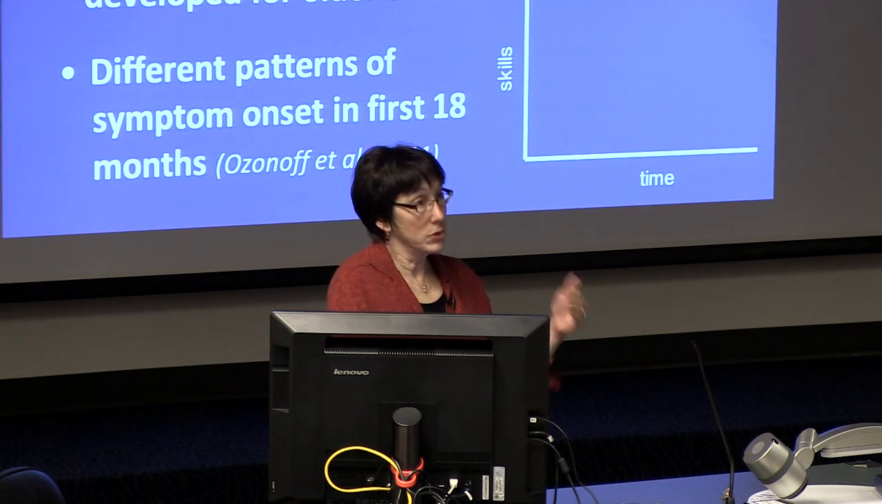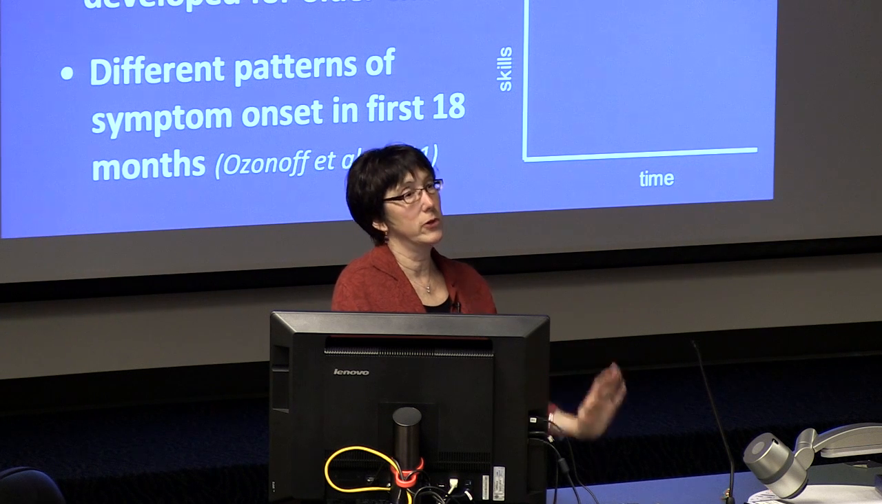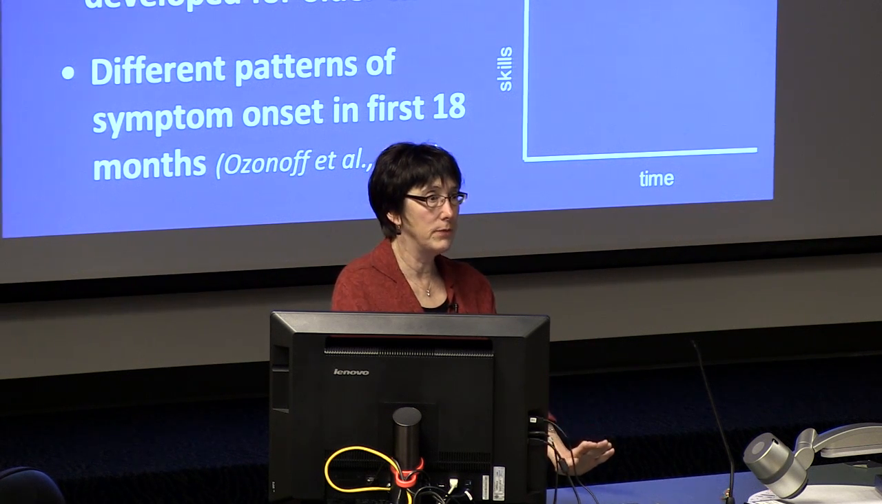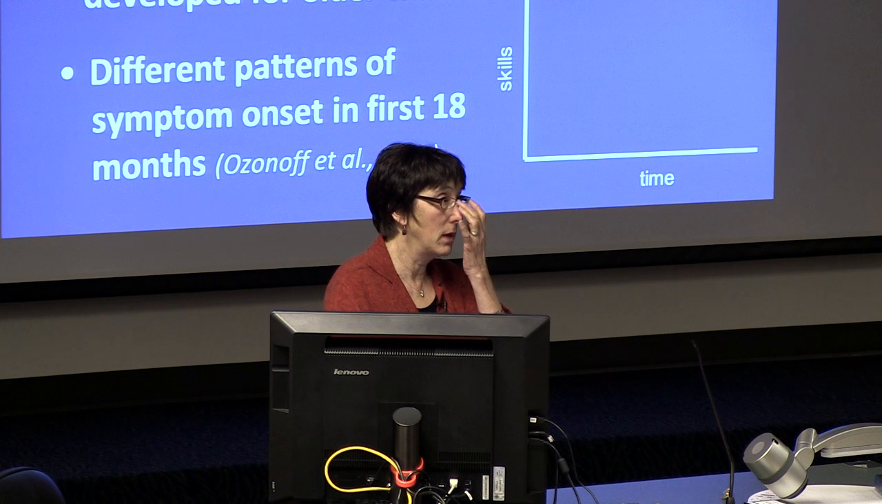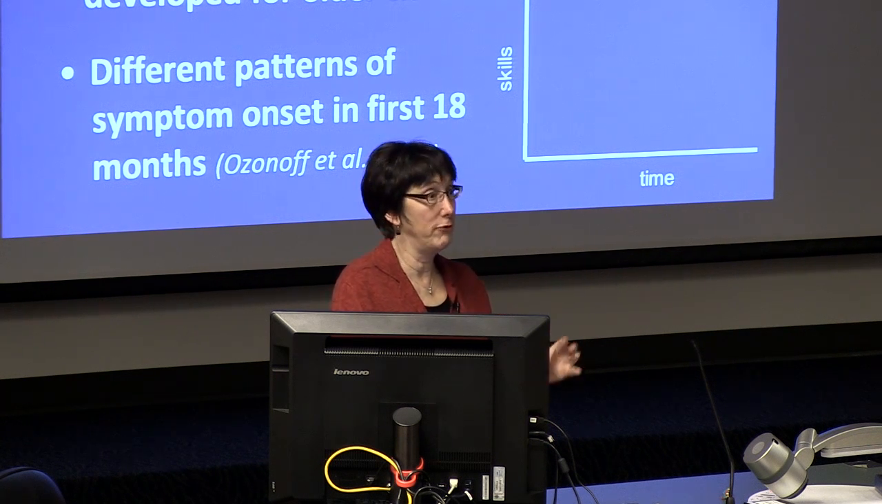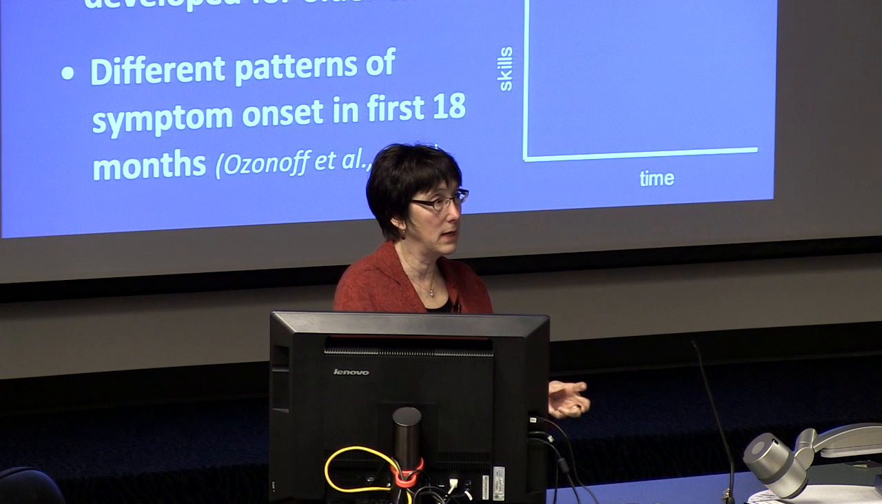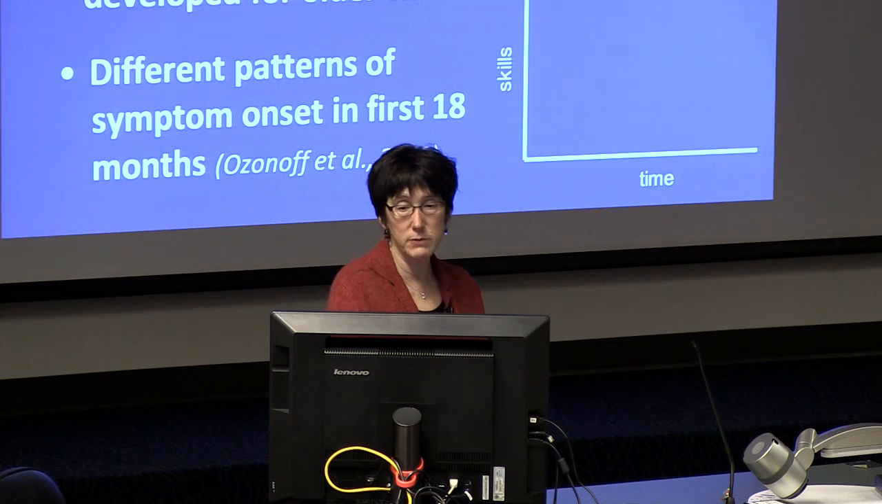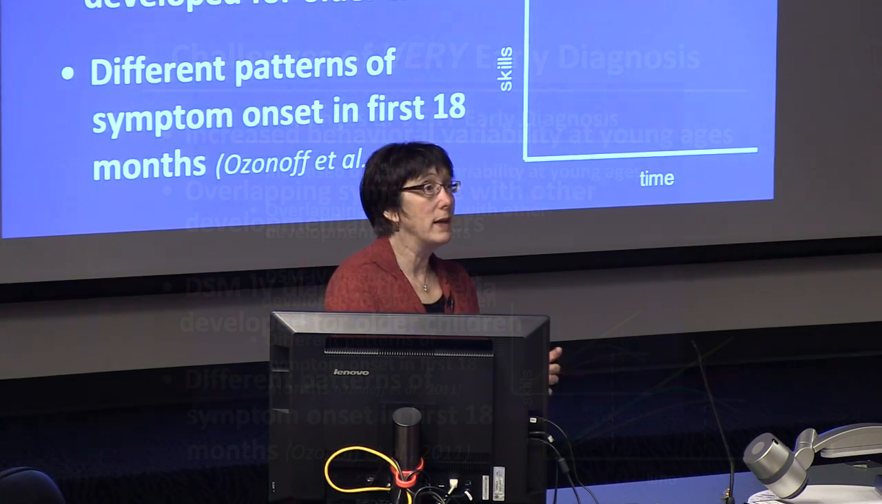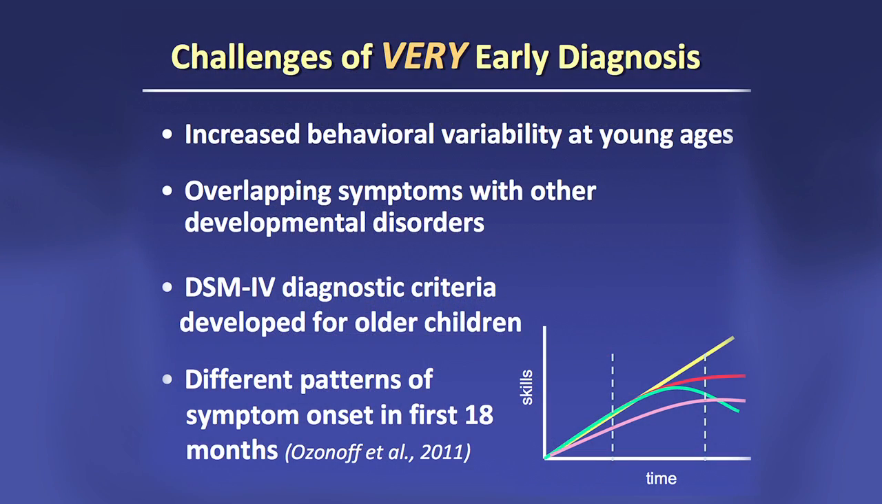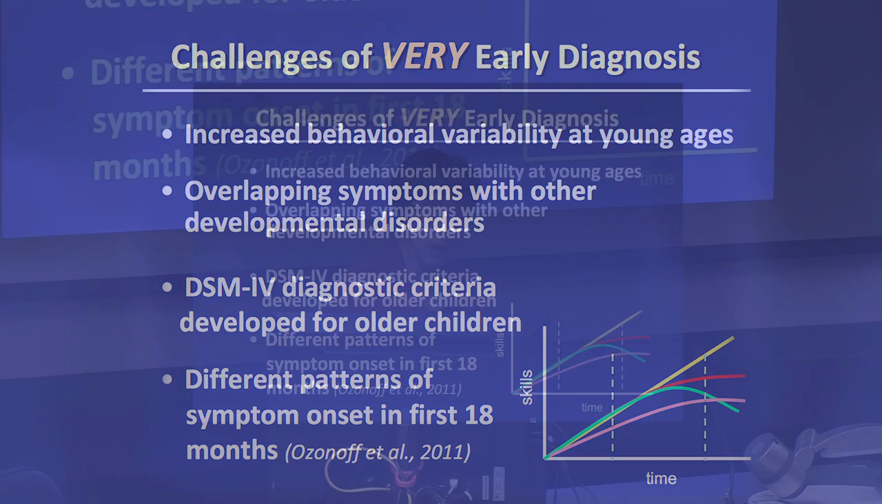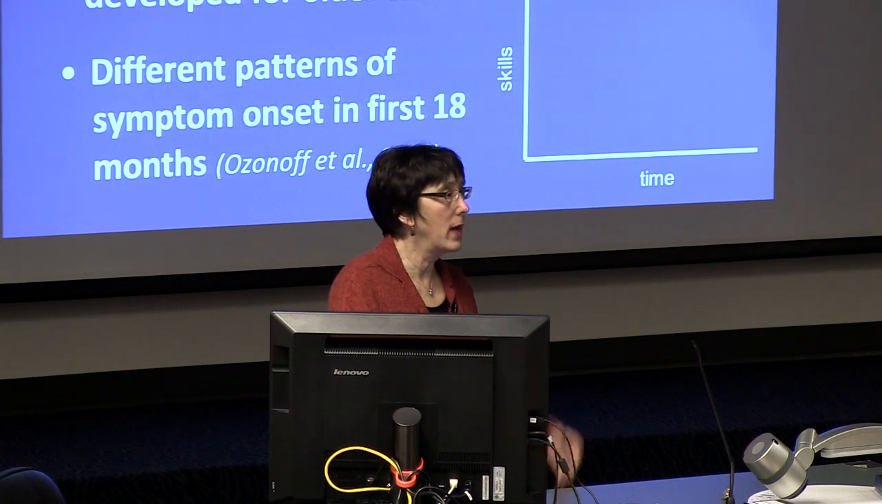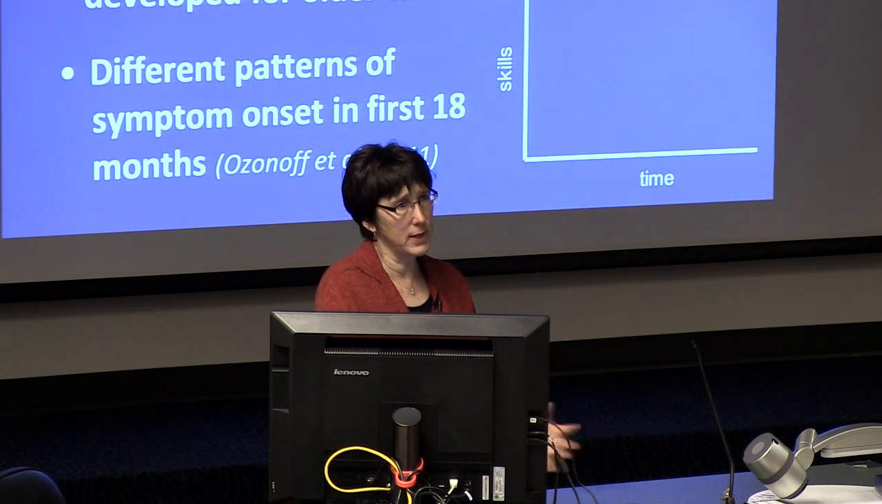So what we're trying to do now is push the age of diagnosis younger and younger so that we can intervene sooner and sooner and prevent symptoms from developing or at least mitigate the extent to which they impede other behaviors and subsequent development. When we say very young, it means under two, certainly under three, but even under two, we see, at 18 months, just amazing behavioral variability for young children.